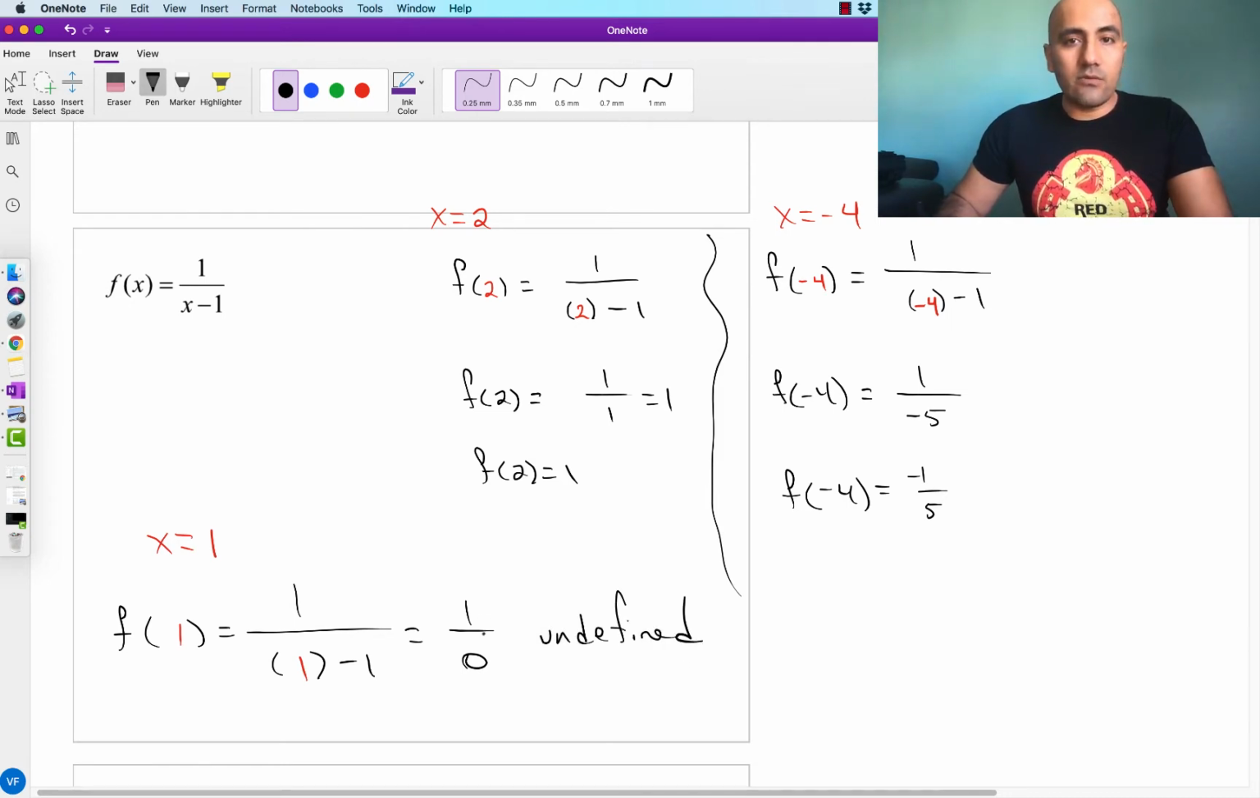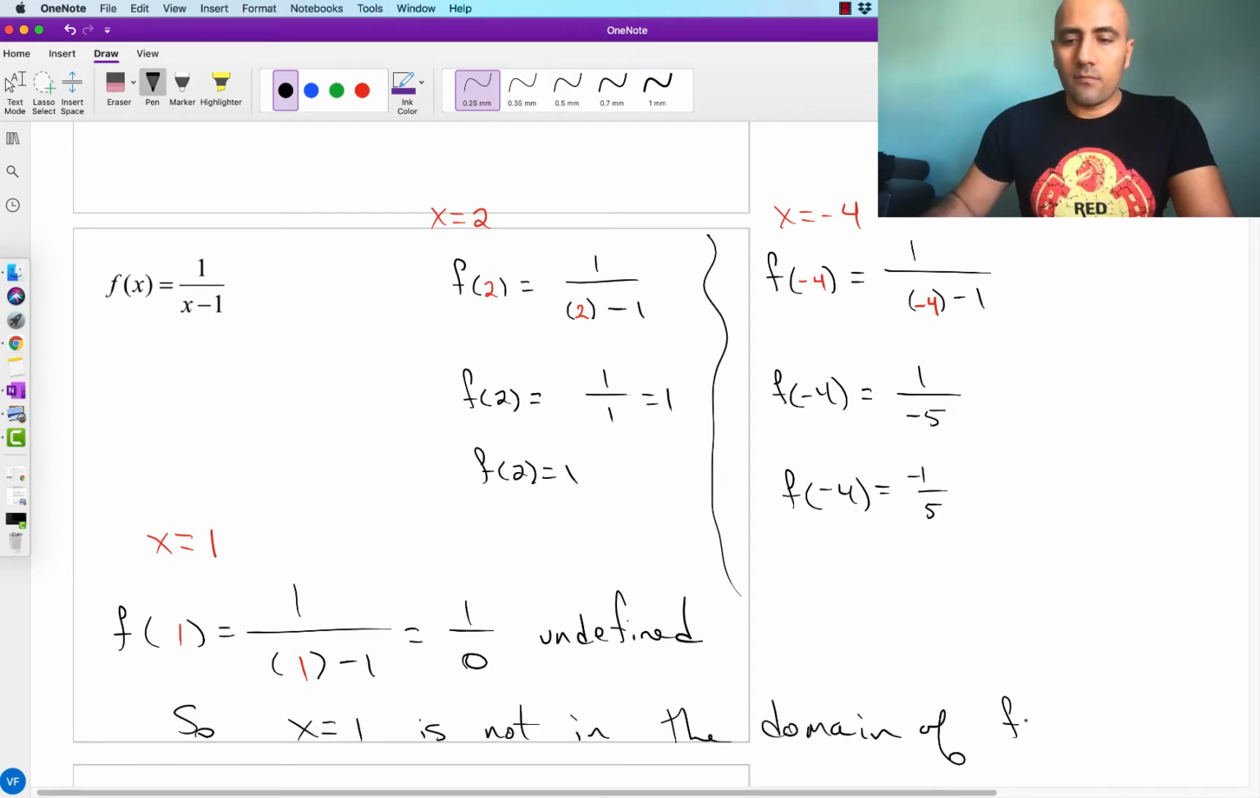Right? This does not equal 0. It's a very common mistake. People see this and they go, oh, okay, the answer is 0. It's not 0, it's undefined. Right? Which means that this x equals 1 is not in the domain of our function. So x equals 1 is not in the domain of f of x.